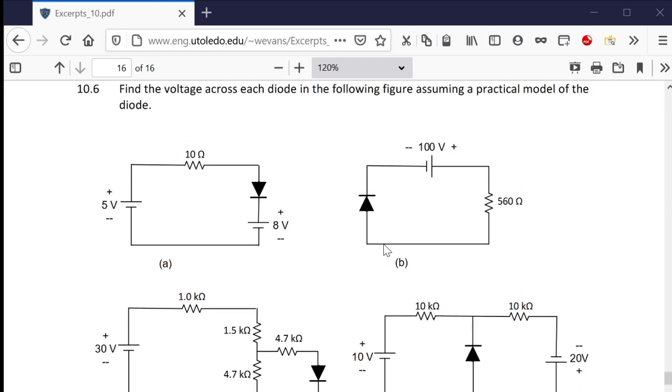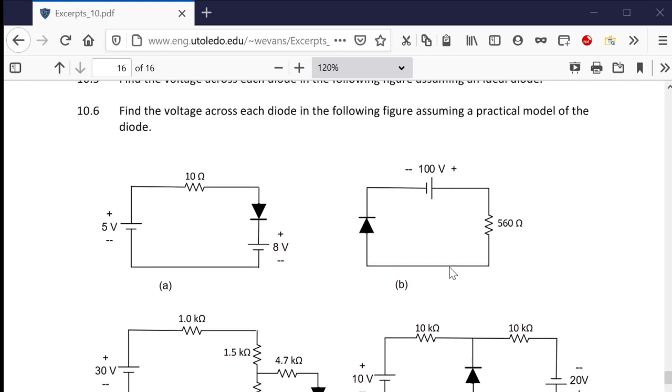All right, so here is a circuit. If you took the diode out, would there be flow? And yes, there would be flow. It'd be flowing in this direction. Now, in the ideal case, there would be 0 volts across here, and in the practical case, there would be 0.7 volts across here. So what would be the voltage across here? Well, let's say 0.7 volts. So what's the voltage across here? 100 minus 0.7, or 99.3 volts.